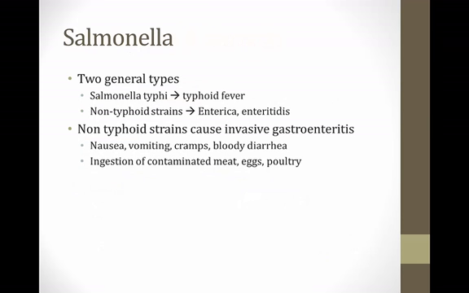Salmonella is a very important gram-negative rod to know about. There are two general types. Salmonella typhi causes typhoid fever, and then the non-typhoidal strains are ones like Enterica and Enteritidis. And the non-typhoidal strains cause invasive gastroenteritis. So this is going to be nausea, vomiting, cramps, bloody diarrhea.